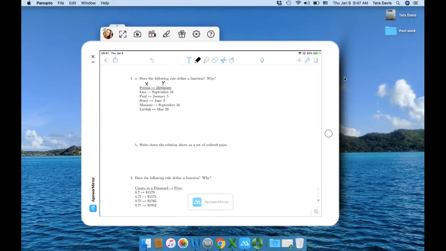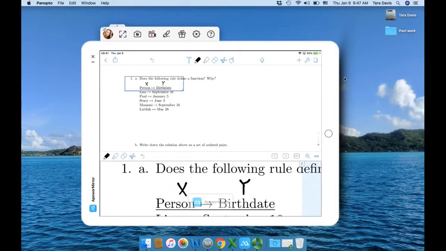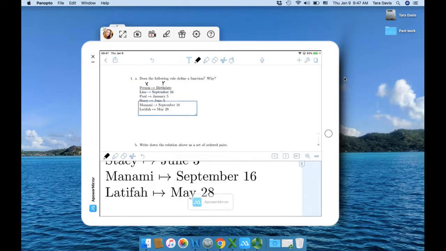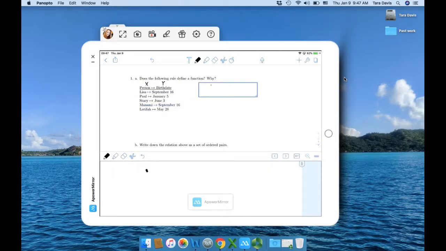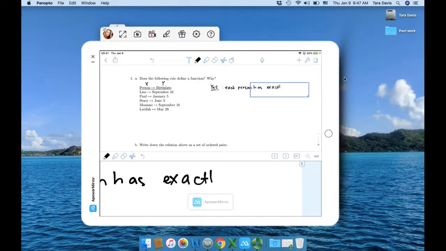So does every person have only one birthday? And you can look and see, we have 5 people here, and they each have only one birthday. So we can say yes, it satisfies the definition, okay? Each person has exactly one birthday.